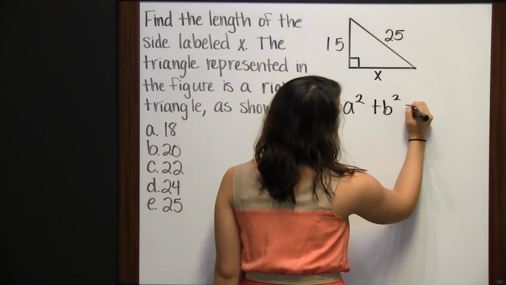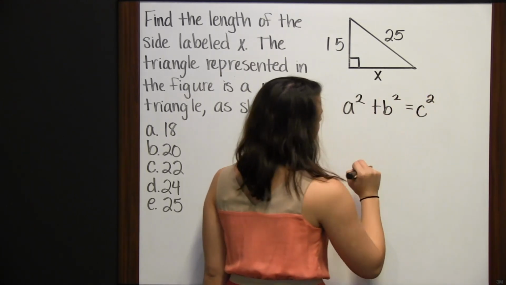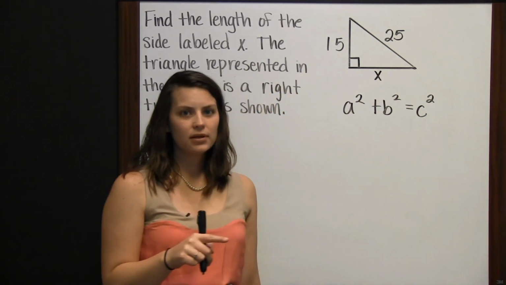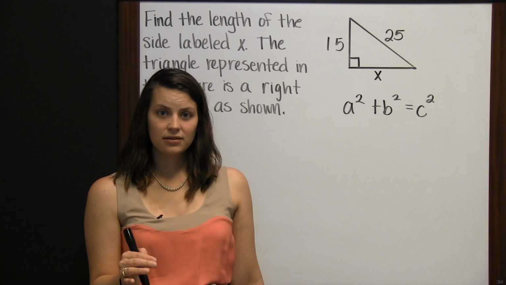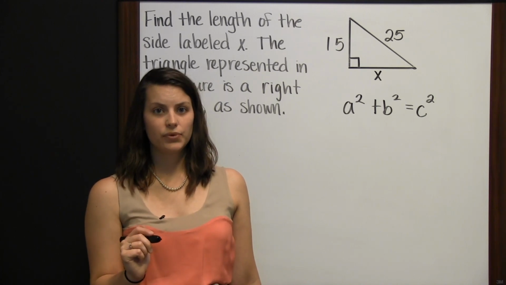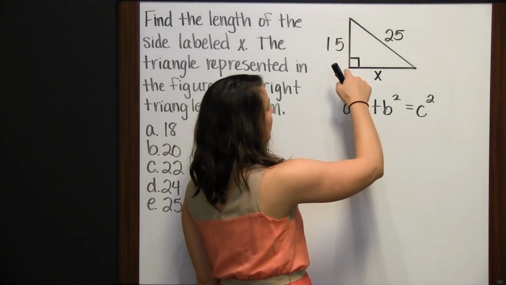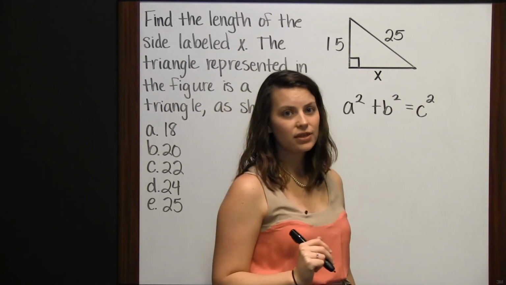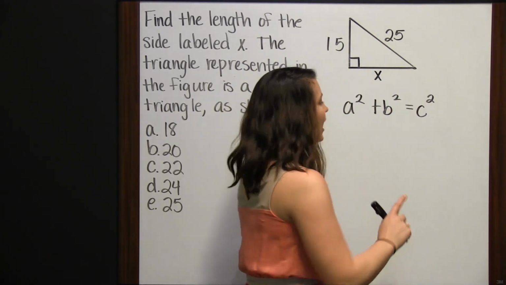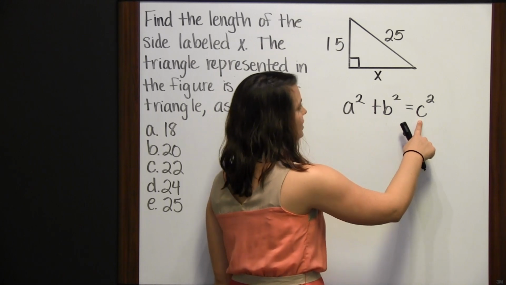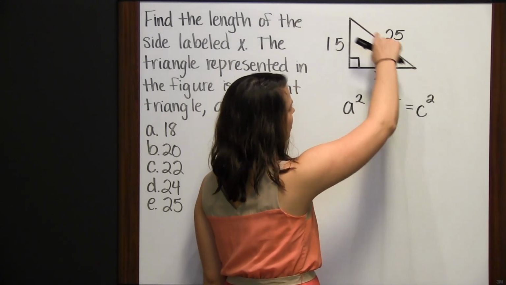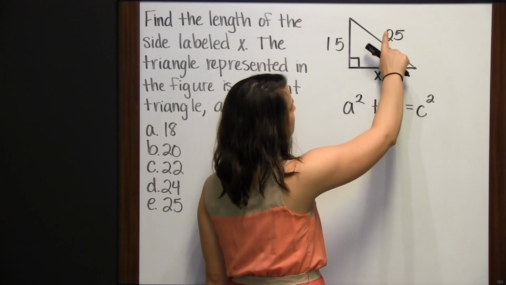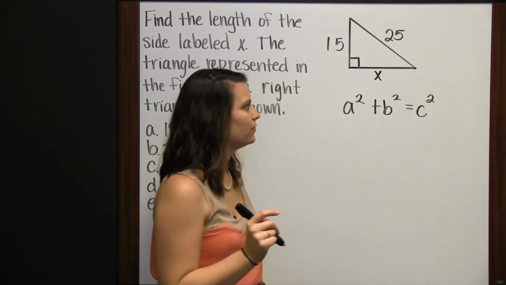b squared equals c squared, where the a and the b are the legs of the right triangle, or the two sides that form the right angle in the right triangle. And C is the hypotenuse of the right triangle, or the side that's across from the right angle.